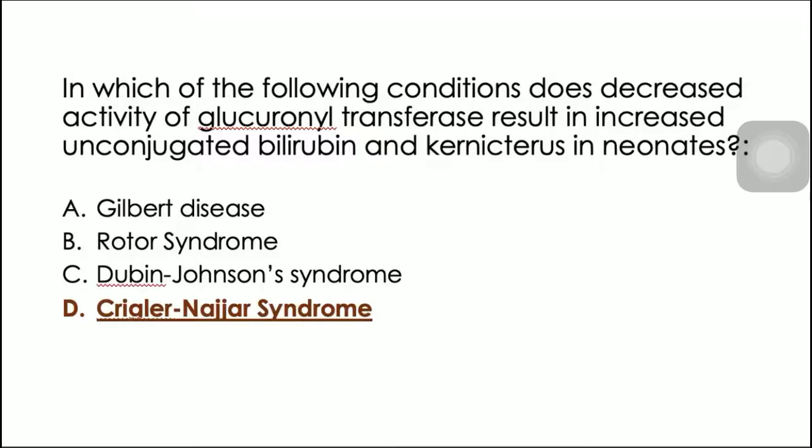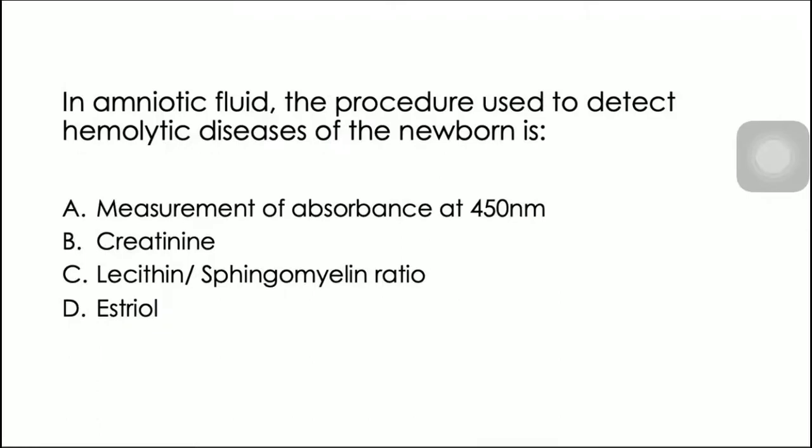Sa case naman po ng Rotor sa Dubin-Johnson syndrome, mataas naman po dyan ang B2 kasi dito na-conjugate na si B1 to become B2. Ang problem po dito is the excretion because of the blockade of the excretion of bilirubin. Okay? Para lang po maging familiar ulit tayo with these conditions.